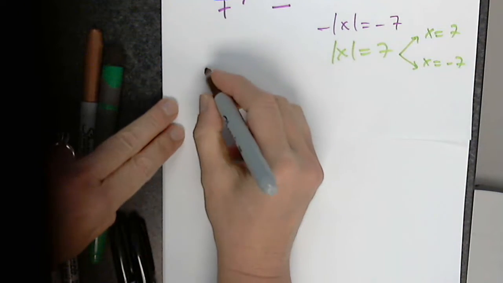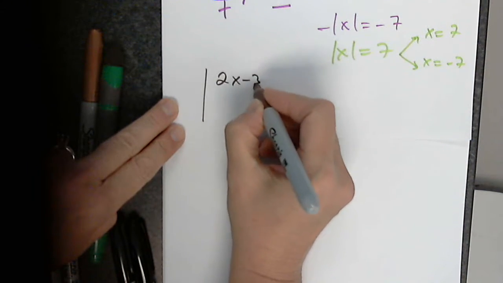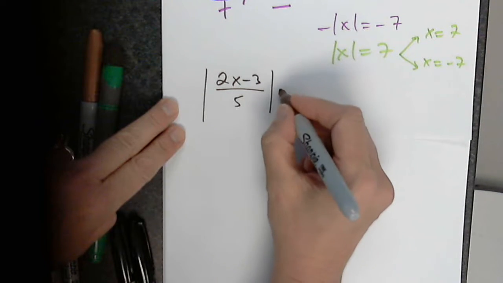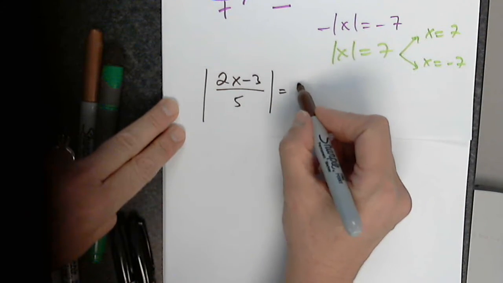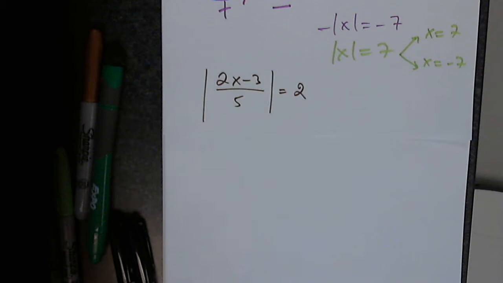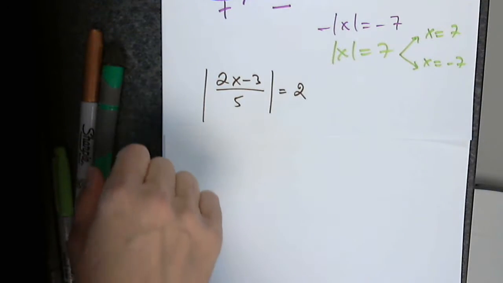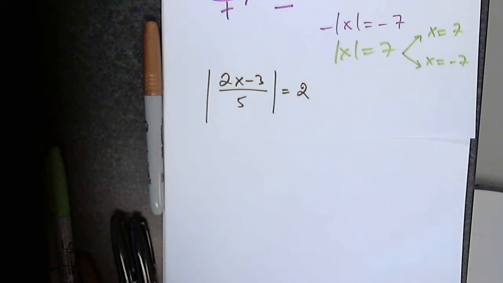Here's one example for you. Let's say 2x minus 3 divided by 5 in absolute value equals 2. I'd like you to solve this in 1 minute. Can anyone get us started? And please raise your hand if you need help and I'll come over and help you. What would you write as the first step?